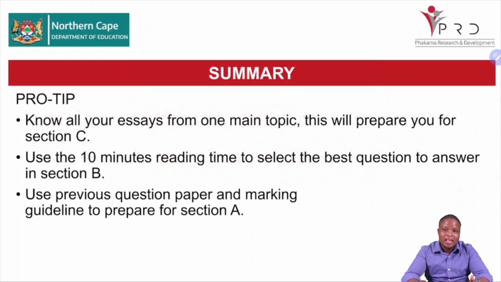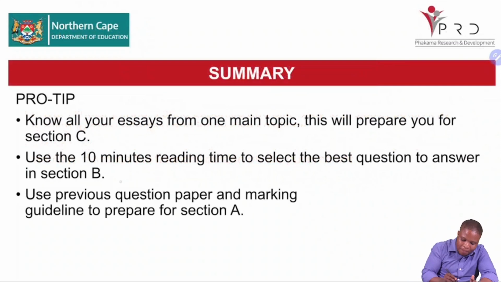Remember, as a pro tip, you need to go to your exam ready to write that 30-mark essay. It's not much, but then at least you are getting somewhere before you even respond to the additional part or anything else. You know all your essay from one main topic. This will prepare you for the section C. Use the 10 minutes reading time to select the best question to answer in section B. You go with a plan.